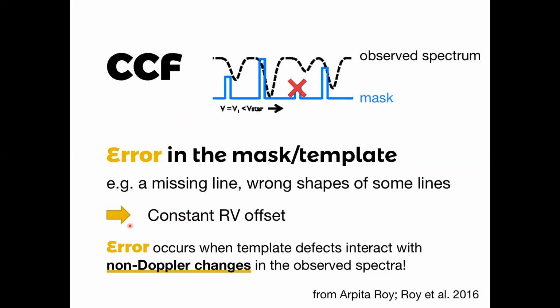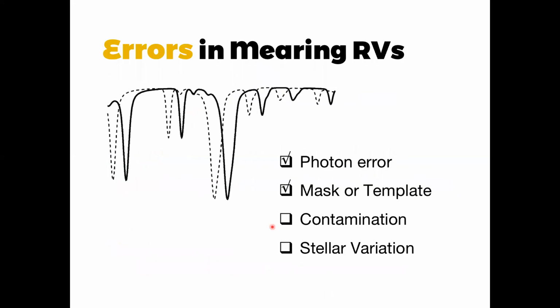And you're no longer translating this error into a constant RV offset, but a changing bias as a function of time. So the error in mask template only matters when you cannot contain the next two time variant components well. Okay, so we're going to focus on contamination and stellar variation.